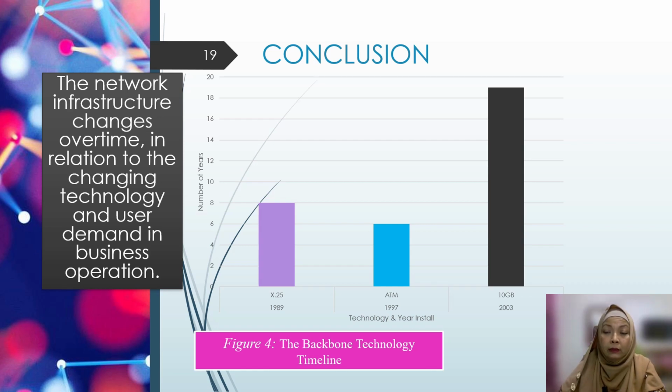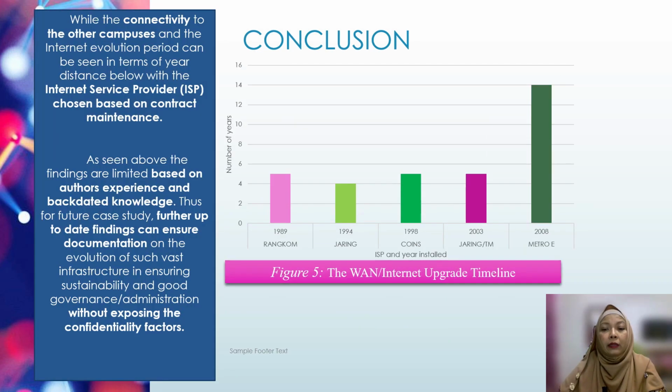And here is the evolution of internet service provider. There are around 1, 2, 3, 4, 5 types of connectivity used to connect to the internet and to connect to branch campuses. That is Rancom, Jaring, COINS, Jaring and TMNet, and currently Metro E.